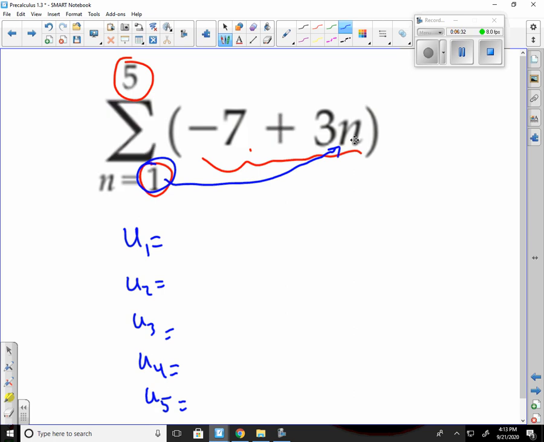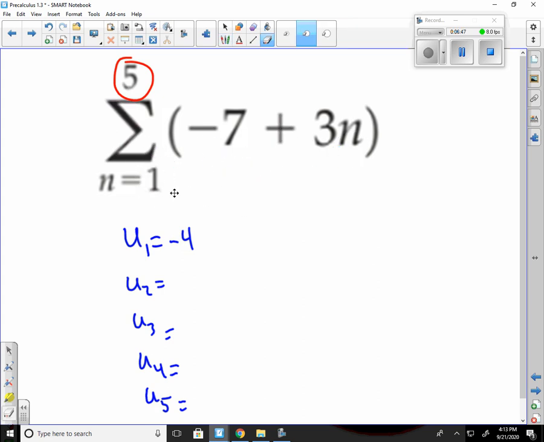3 times 1 is 3. -7 plus 3 gives me -4. Once I do that, I have to find my second term. So now, instead of plugging a 1 in here, I'm going to plug a 2 into the formula. Now I'm going to plug a 2 in for n. 3 times 2 is 6. -7 plus 6 gives me -1.